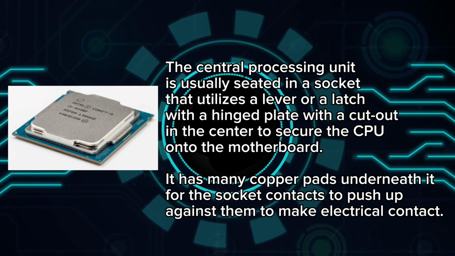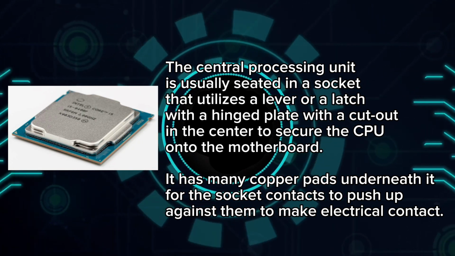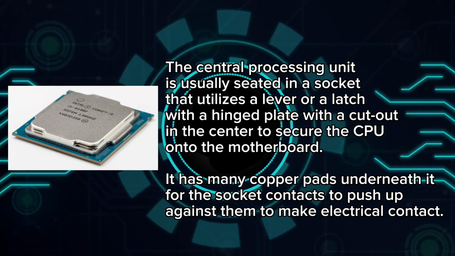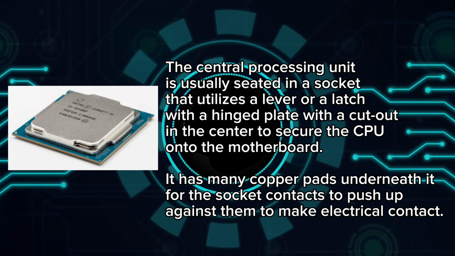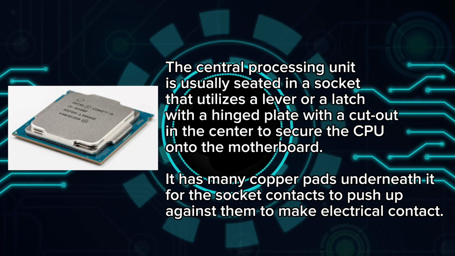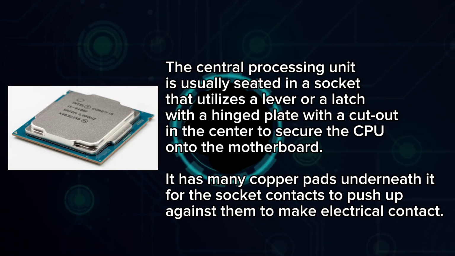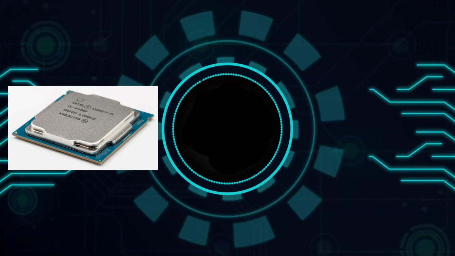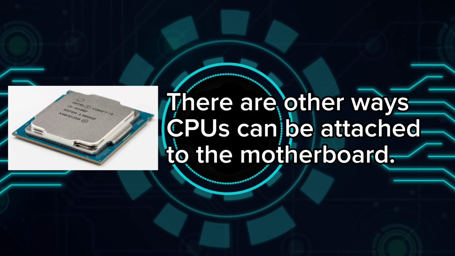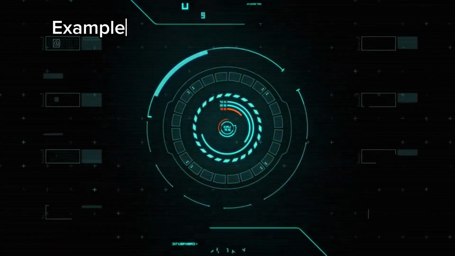The Central Processing Unit is usually seated in a socket that utilizes a lever or a latch with a hinged plate with a cutout in the center to secure the CPU onto the motherboard. It has many copper pads underneath it for the socket contacts to push up against to make electrical contact. There are other ways CPUs can be attached to the motherboard. Here are some common examples.